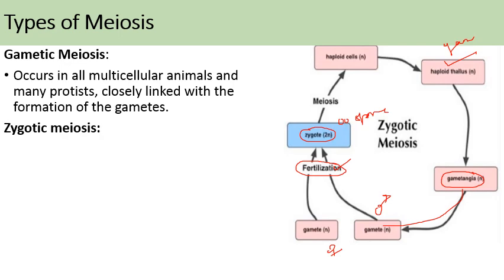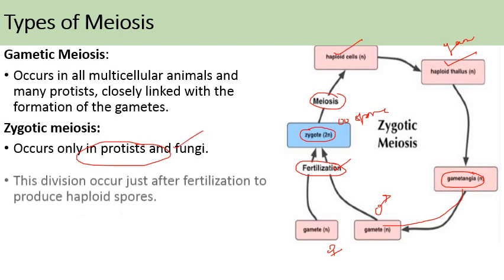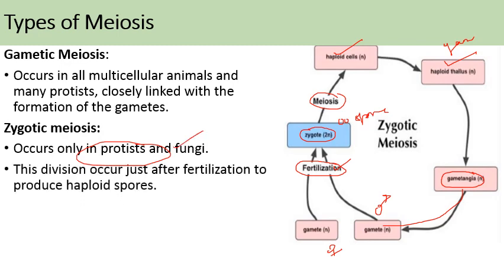Then this zygote will undergo meiosis and will form the haploid cell. They will grow into the haploid thallus. It mostly occurs in case of lower algae. Occurs only in protists and fungi. In some algae it also occurs. This division occurs just after fertilization.